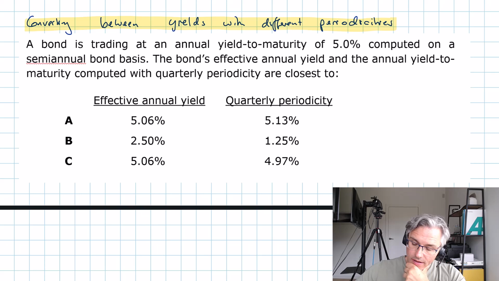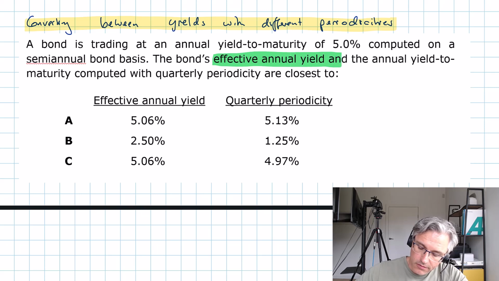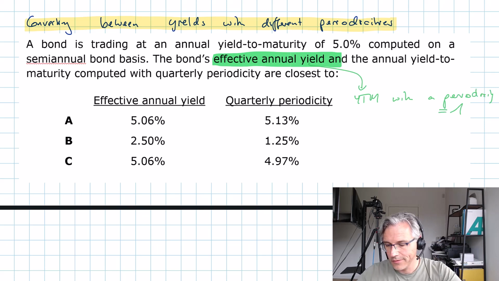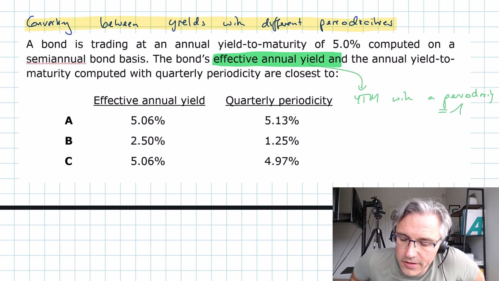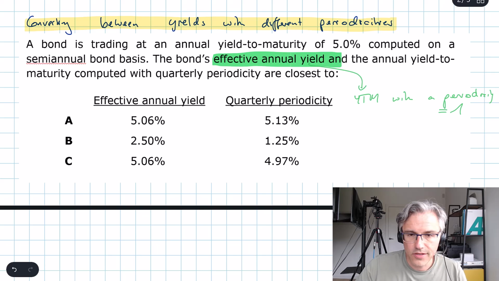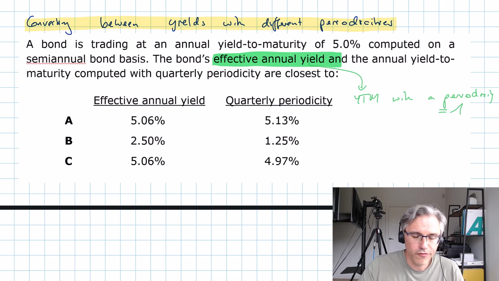Okay, now we've got options for both, and let me just clarify that the effective annual yield, which is mentioned over here, this is the YTM of the bond, the yield to maturity with a periodicity assumption equal to 1. That's simply the effective annual yield, and the yield to maturity computed with a quarterly periodicity is obviously computed with a periodicity assumption of 4.